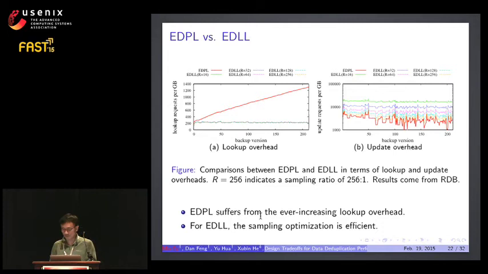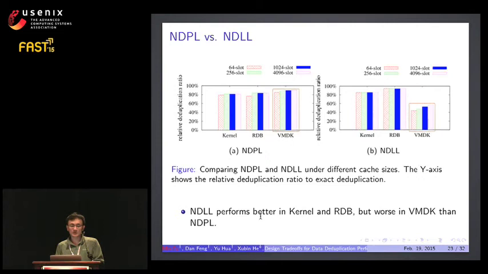These two figures compare two kinds of near-exact deduplication in terms of duplication ratio. They exploit either physical locality or logical locality. Our observation is that in the kernel and RDB datasets, the logical locality achieves a better duplication ratio than physical locality. However, in the VMDK dataset, the physical locality achieves a better duplication ratio than logical locality. This is because self-references are very common in the VMDK dataset.